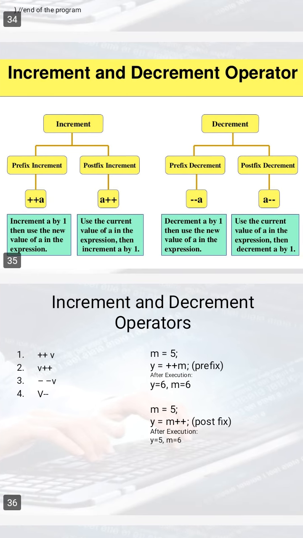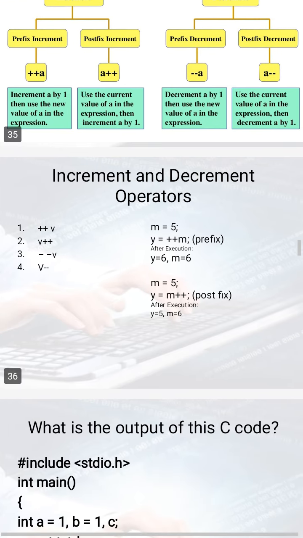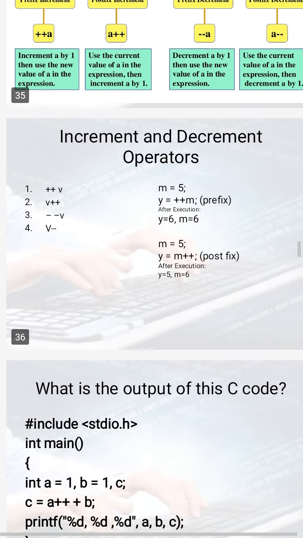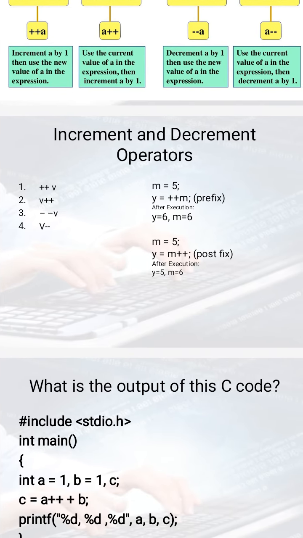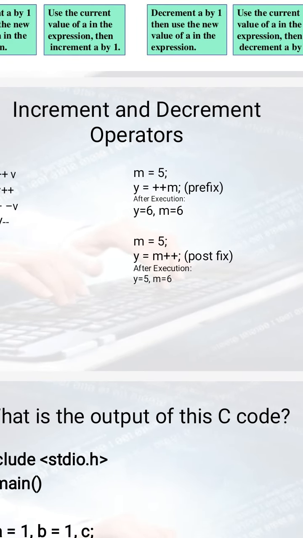Suppose these are the examples: plus plus v, v plus plus, minus minus v, v minus minus. Suppose m equal to 5, y equal to plus plus m. That means pre-increment operator. First we increment the value, so m is initially 5, and plus plus m makes it 5 plus 1, 6. Then assign the value, so y equal to 6, m equal to 6.